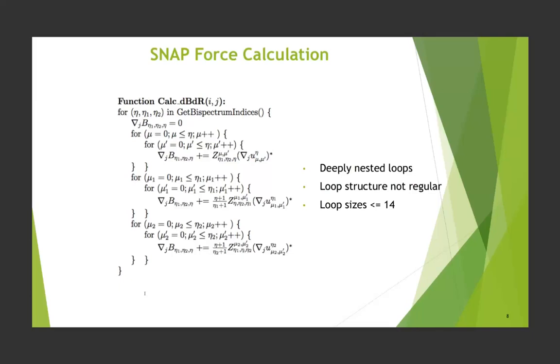Secondly, the dimensions of these loops are not very large. So for the benchmark of interest for ECP, the maximum dimension is 14. And for some of the iterations higher up on the pyramid, the range will be less than 14, all the way down to 1. So this creates a variety of challenges when you're trying to parallelize this.